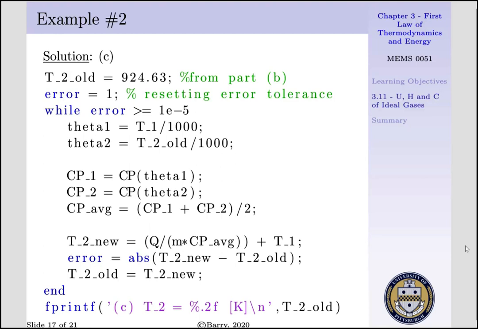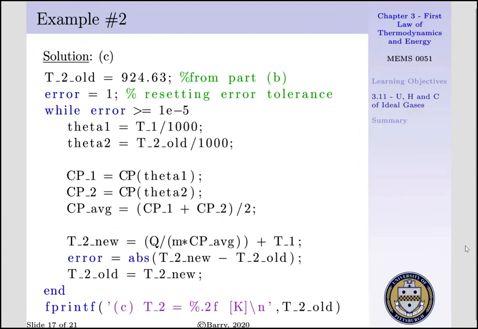Now, while our error is greater than 1e-5, we will calculate our specific heat based upon the average of our specific heat evaluated at T1 and our specific heat evaluated at T2. That is, theta 1 would be T1 per 1000, and theta 2 would be T2 old per 1000. Our specific heat corresponding to T1, CP1, is CP of theta 1, and our specific heat corresponding to T2, i.e. CP2, would be CP of theta 2.